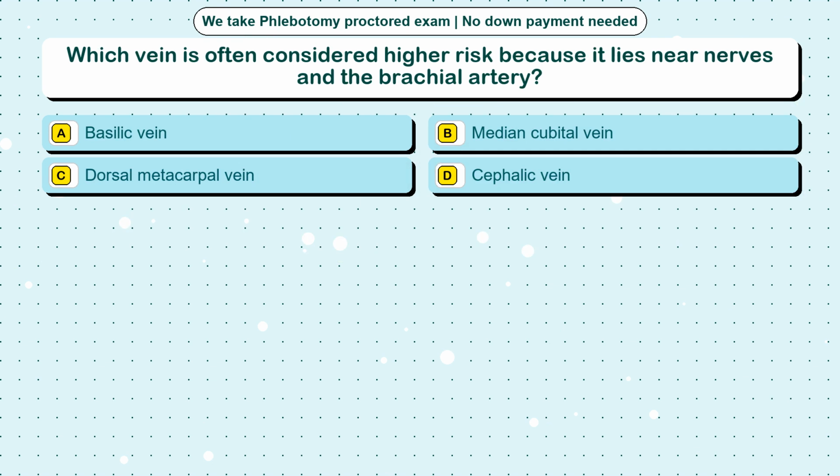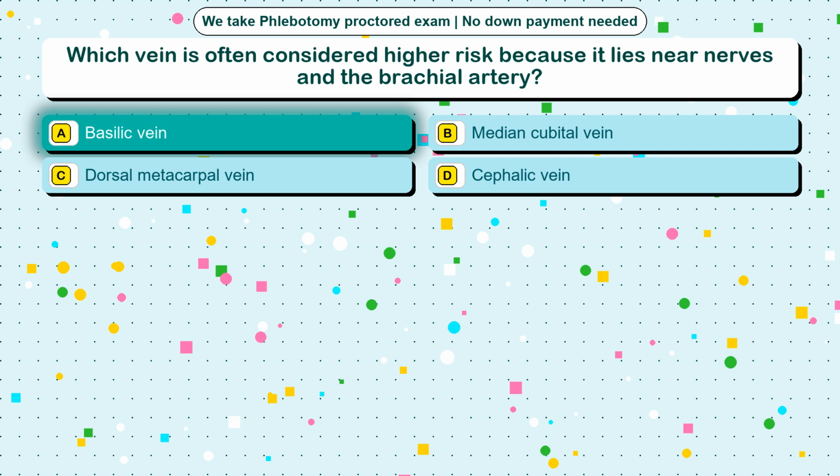Question 95. Which vein is often considered higher risk because it lies near nerves and the brachial artery? Option A. Basilic vein. Option B. Median cubital vein. Option C. Dorsal metacarpal vein. Option D. Cephalic vein. The correct answer is option A.